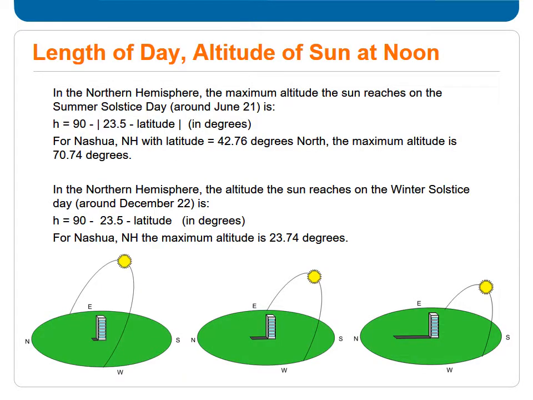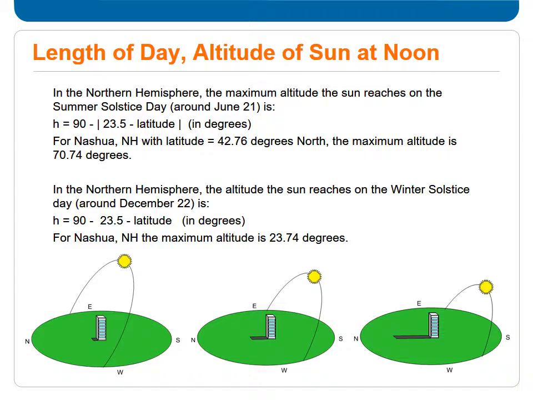The altitude of the sun at noon changes throughout the year. The path is longer in the summer, so the days are longer. In the northern hemisphere, the maximum altitude the sun reaches on a solstice day, around June 24th, is equal to 90 degrees minus the absolute value of 23.5 degrees minus your latitude. For Nashua, New Hampshire, the latitude is 42.76 degrees north, so the maximum altitude is 70.74 degrees.